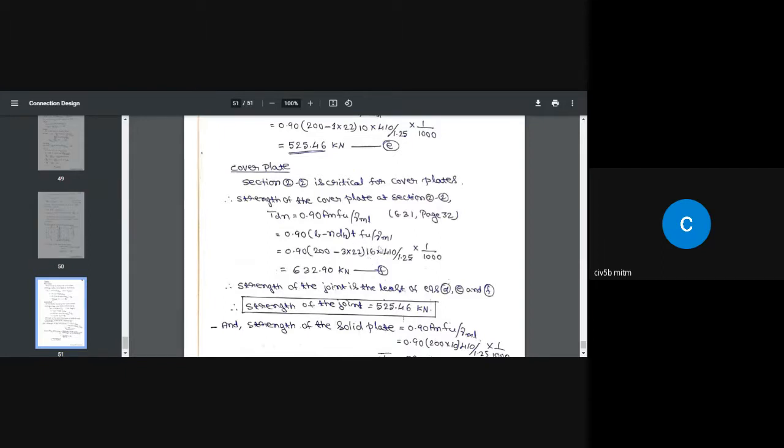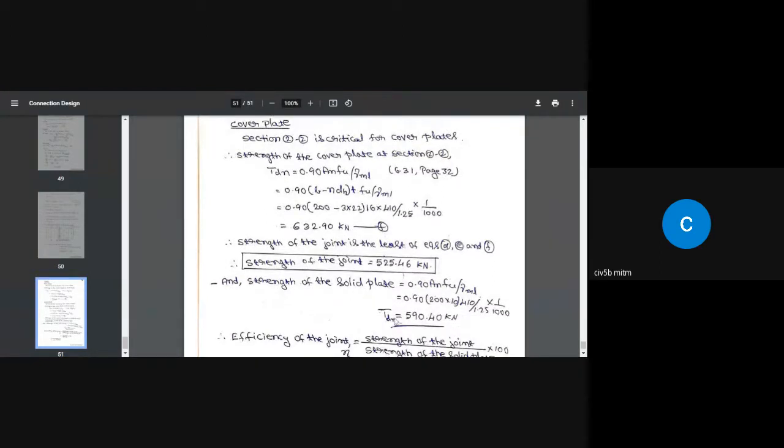That's why I have taken 16 millimeter multiplied by 410 divided by 1.25, of course divided by 1000. So we got this value equal to 432.90 kilonewton. So this is also greater than 450 kilonewton, which is the design force. That way we can say that the joint is not going to fail due to the failure of the cover plates. So that is also safe.